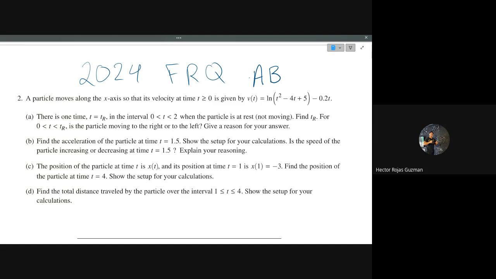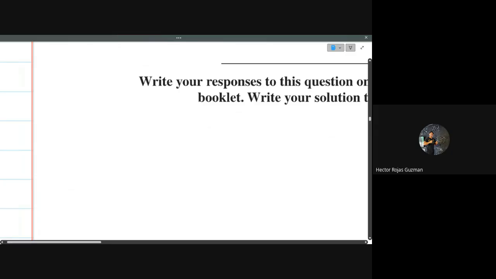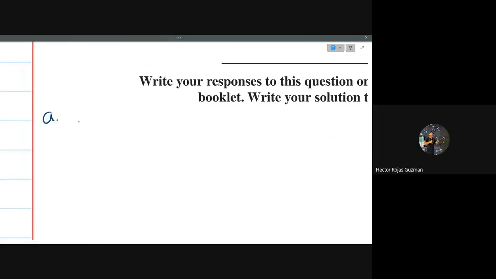The particle moves along the x-axis and the velocity is given by v of t. There is one time in the interval from 0 to 2 where the particle is not moving. Before that time, is the particle moving to the right or to the left? Remember, we do have a calculator for this section. So, part A. We are going to go ahead and graph v of t. Now, the graph approximately looks something like this.